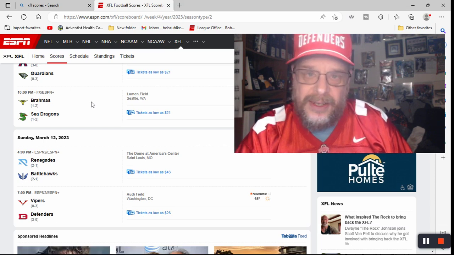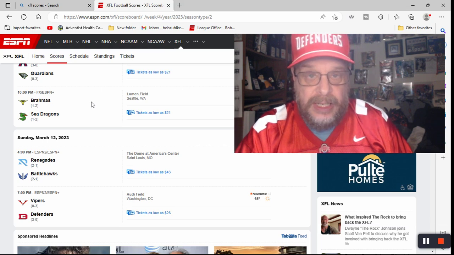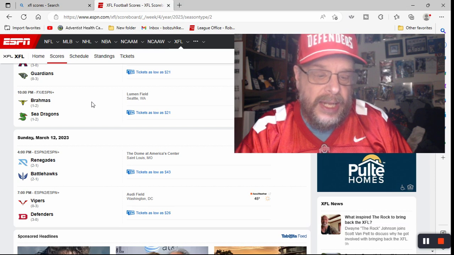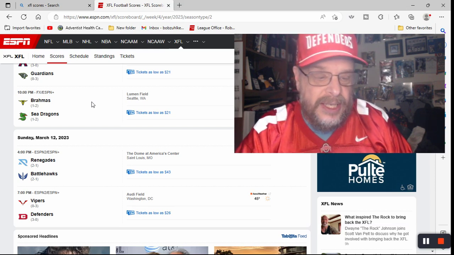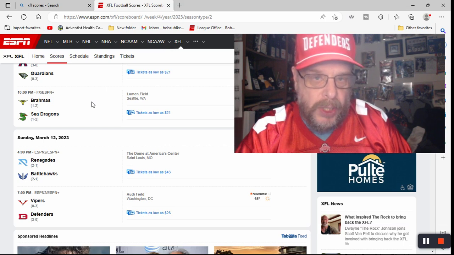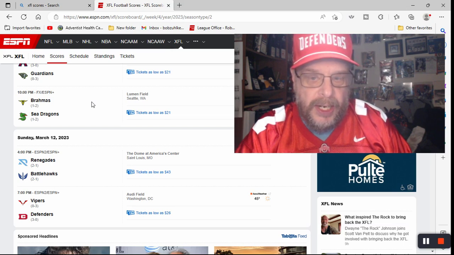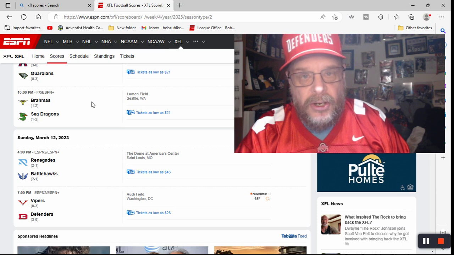The Renegades, they're just not that good. I mean, call me crazy, but I think they're not that good. And then in the last game, my Defenders at home against the Vipers. And we're going to go with the Defenders. Yes, we are. So let's take the Defenders to win that one. And those are my picks.